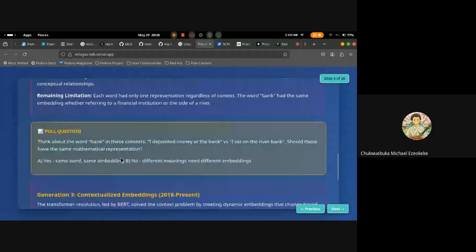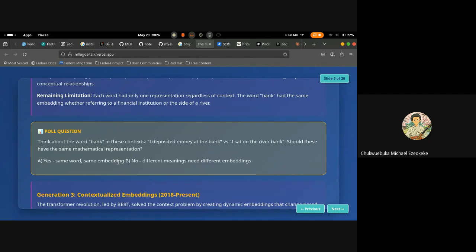So I just have a question. If you think about the word bank, 'I deposit money at the bank' versus 'I sat by the river bank', should these have the same mathematical representation? There are two options, A or B. You can respond by typing in the message box. Thank you.